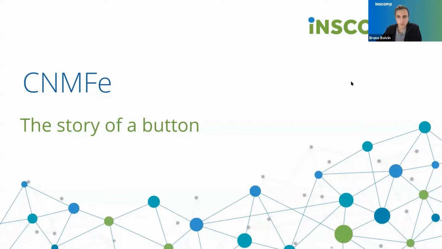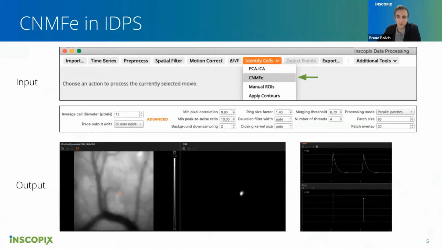Here I call it the story of a button. The reason for that is, despite the fact that this is actually a huge feature under the hood, it ultimately boils down to a single button in the graphical user interface. This new button will be available from the Identify Cells menu. When you click it, you'll have this new method for identifying cells called CNMFE. It comes with a number of tunable parameters that you can tune depending on the movie that you're trying to analyze and the kind of output that you're trying to get.